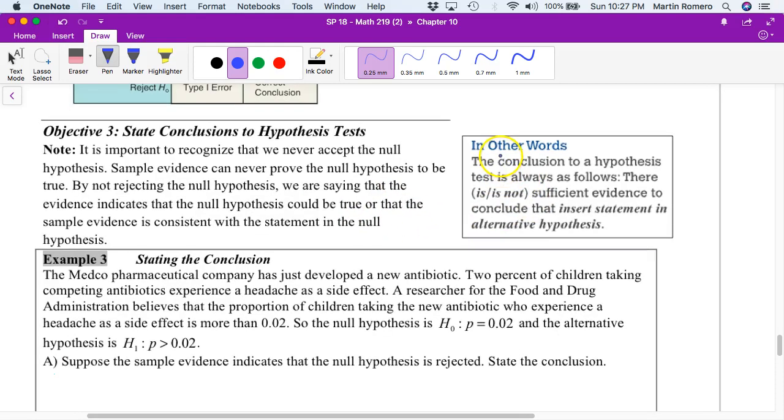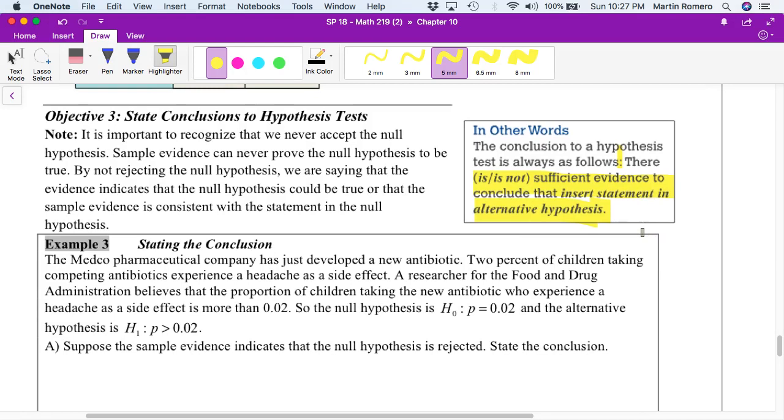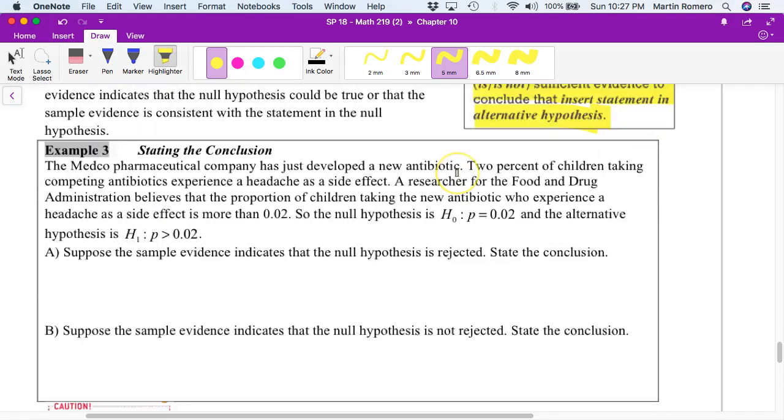When we write our conclusions, very important, remember, the conclusion to a hypothesis test is always as follows: there is or is not sufficient evidence to conclude, and then insert the statement in the alternative hypothesis. So we're always making that statement. We always include the alternative hypothesis in our concluding statement. There is or is not sufficient evidence to conclude that the alternative hypothesis holds. So let's take a look at what we mean by that.